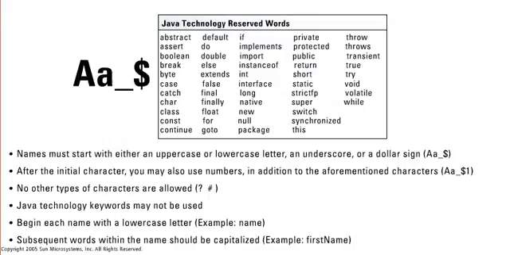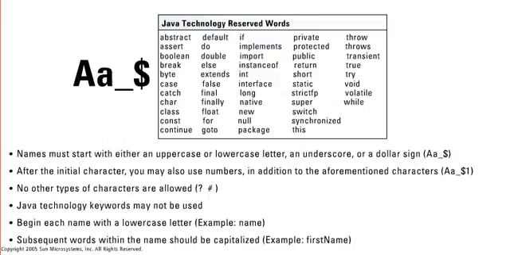First, they must start with either an uppercase or lowercase letter, an underscore, or a $ sign. Those are the only types of characters that you can use for the initial character. Then, after the initial character, you can use any of the characters we just mentioned plus numbers. No other types of characters are allowed, so you can't have question marks or pound signs or dashes or anything like that. Also, you cannot use a Java technology keyword as one of your identifiers.